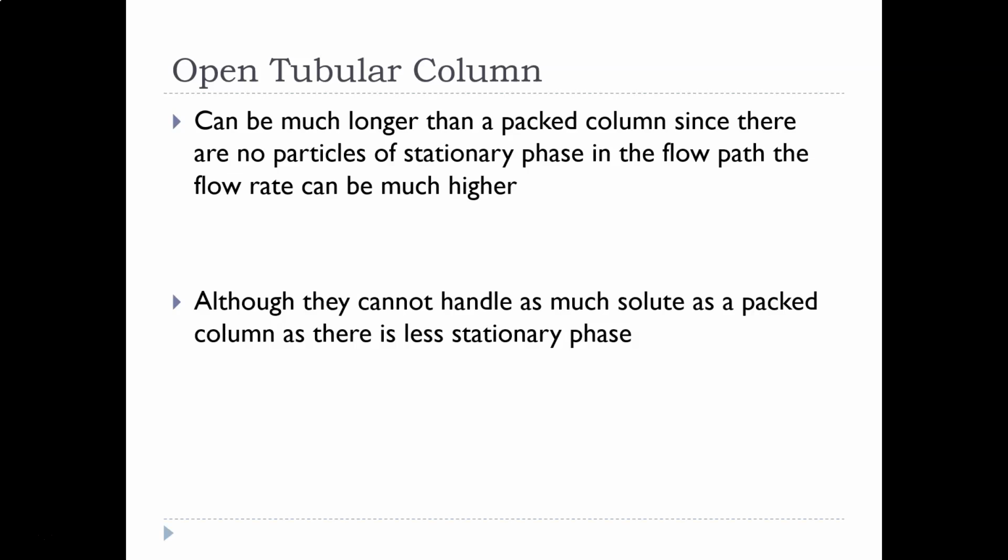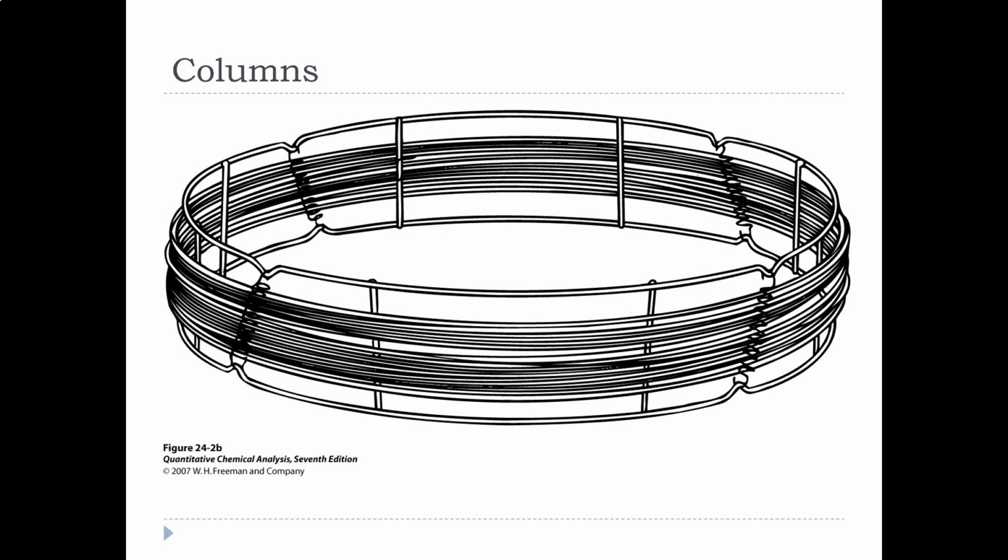A packed column might be the length of your pencil. Like that's how long a packed column would be. An open tubular column is like feet long. They're very long, but they wind them up. I'll show you a picture here in a second. So that's a picture of an open tubular column, but not the inside of it. That's like the outside. So it's just a long, skinny piece of copper wire that's filled with this viscous liquid, which is hollow in the middle, and then it's wrapped around this thing.